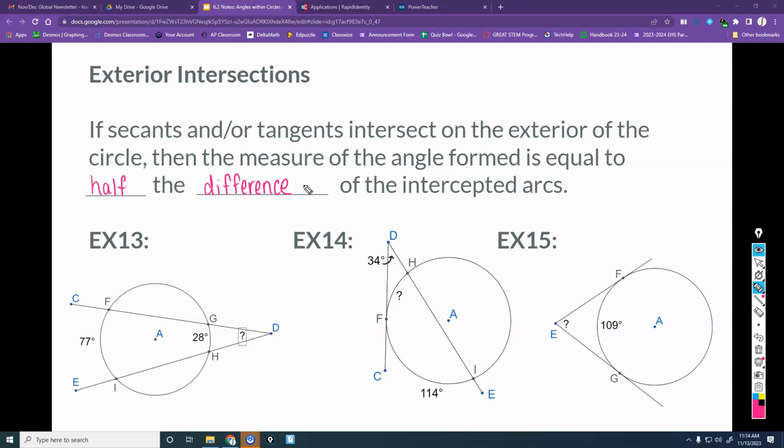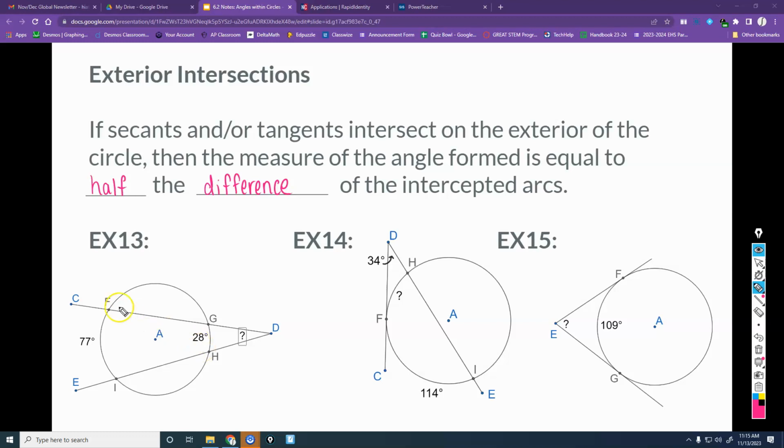Most things are half except for central angles, which is where they're just the same. So now this is different than when they cross on the inside of the circle, because it's not half the sum, it's half the difference. This is not your average.